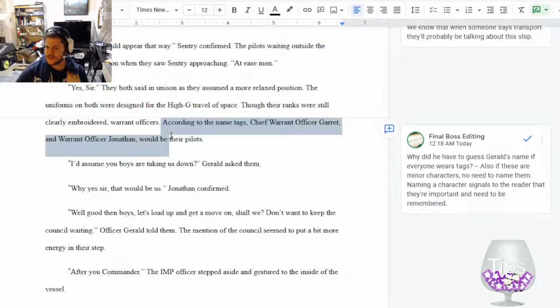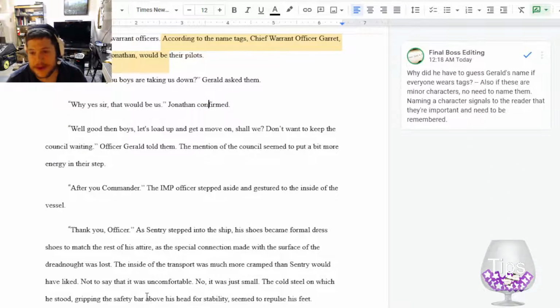Naming a character is a signal to the reader that this person matters, this person is important. So it often can be better to leave a lot of characters unnamed and only really name your main characters. It's obviously a stylistic choice. It's going to be your call in the end, but that's generally not a bad approach.